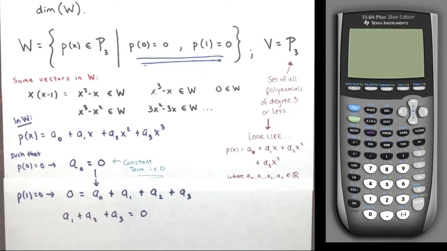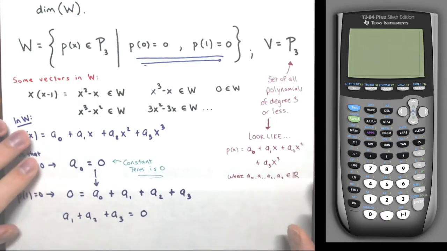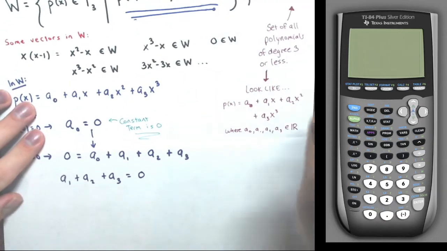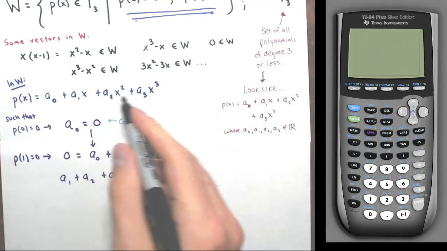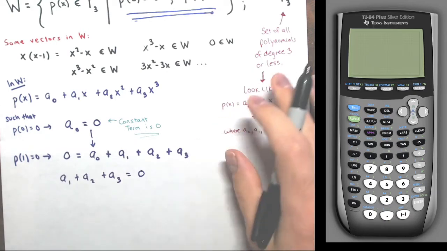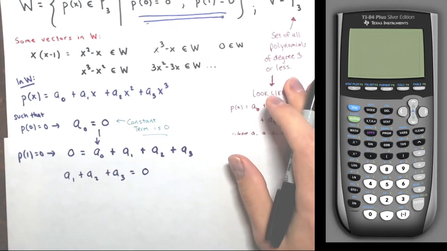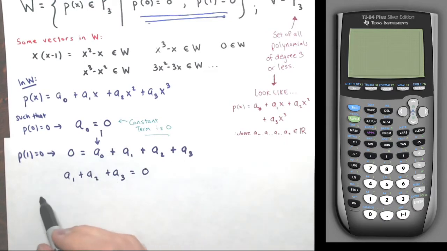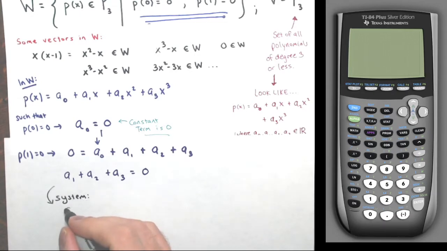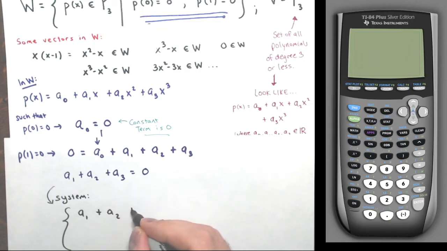Do you see what I got here now? I actually have a system of linear equations. Both of these conditions applied to my general vector lead me to a system of equations involving a0 through a3. Again, I'll just write the equations: a1 plus a2 plus a3 has to be equal to 0, and a0 has to be equal to 0.